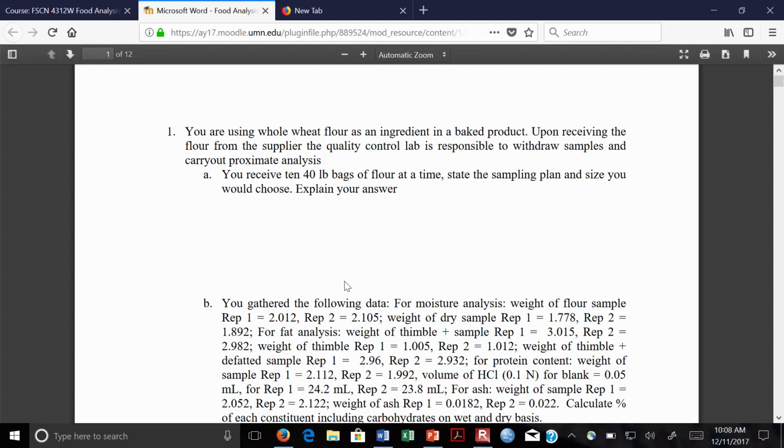Okay, so it would be the square root of 100, you take 10, and then you follow the procedure for taking samples from a bag. You would go diagonal and take a sample from one corner, and another sample from the opposite corner. That should be enough, 2 samples per bag. So what you want to say in this is, briefly, number the bags, take 10, and sample 2 samples from each bag.